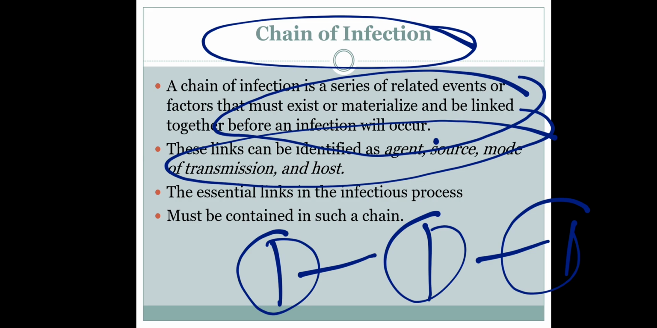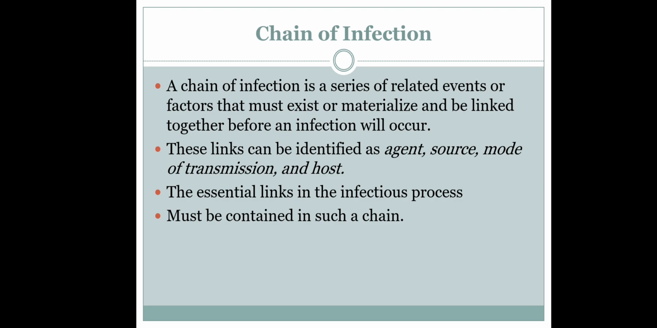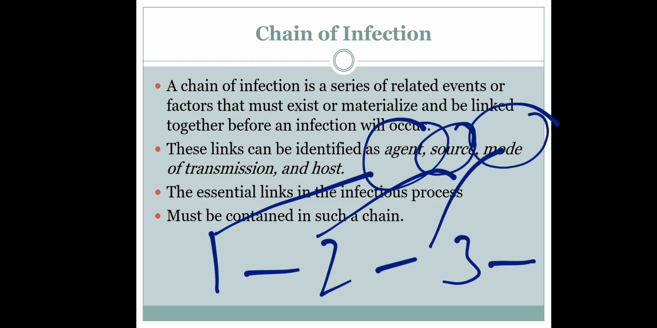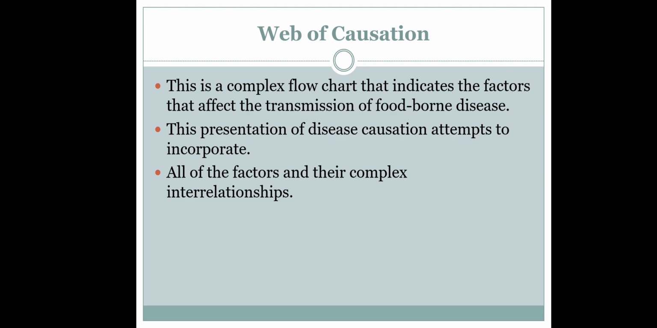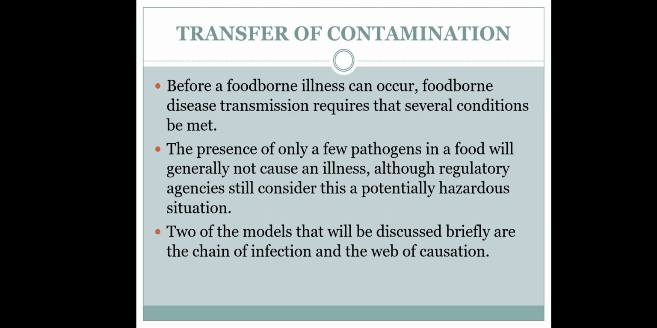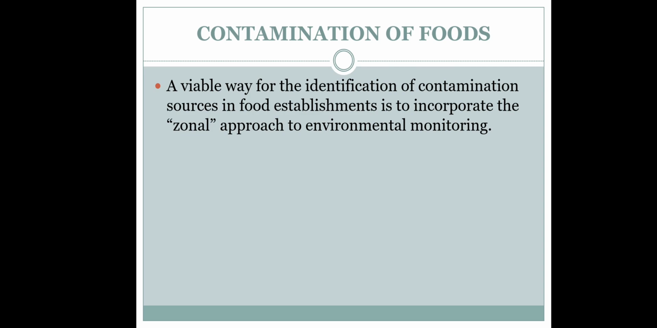There are two models of infection. Number one is the chain of infection, another is the web of causation. The chain is a series of events, one after another, and these links can be agent, source, mode of transmission, or the host. The web of causation has various factors, a complex flow chart related to a hub, right? But our main topic is not how the infection occurs or how the contamination is transferred. Our main topic is how the food is contaminated and what the sources of contamination are.